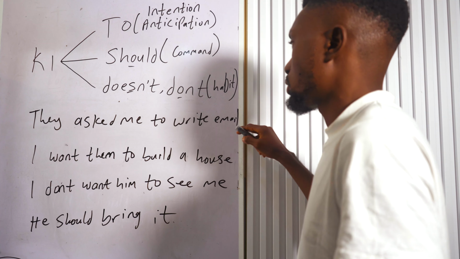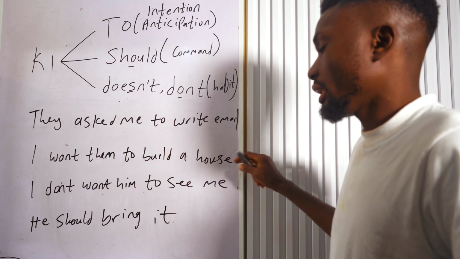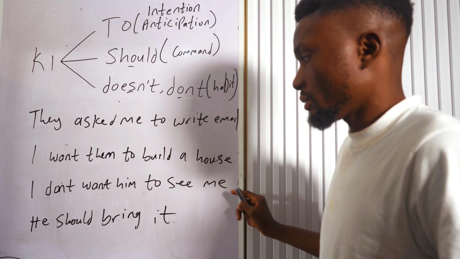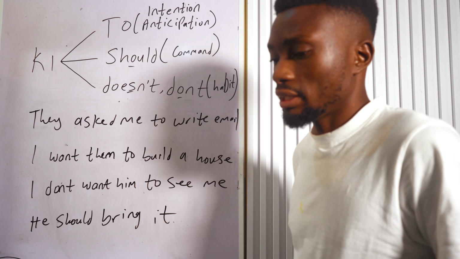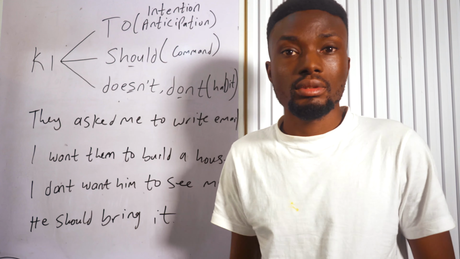They asked me to write an email. I want them to build a house. I don't want him to see me. He should bring it. So translate this in the comment section, and I will tell you if you're right or not, or whatever modification may be.